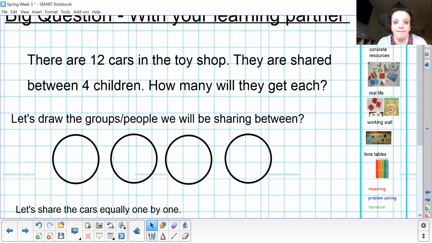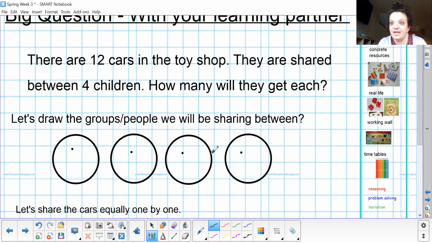So I'm going to get my pen and very carefully give 1 to each, counting until I get to 12. So 1, 2, 3, 4. So they've all got 1 each. 5, 6, 7, 8. 9, 10, 11, 12. So I've counted out and made sure that everyone's got the same. So I put the same amount in each time, and I've counted until I've got to 12.